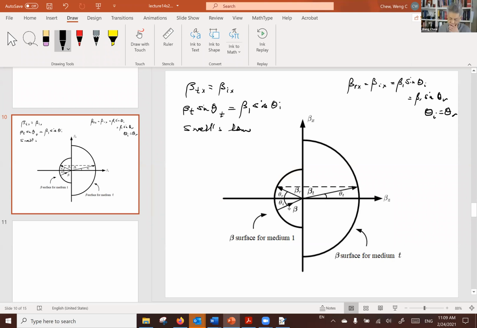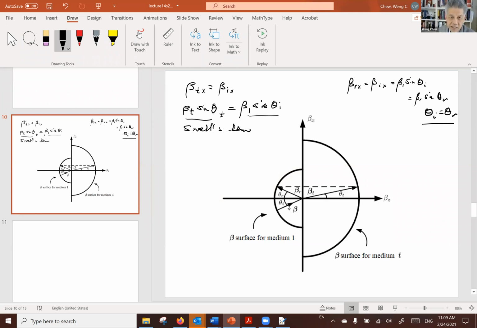Okay, and this is just what we call the law of reflection. Incident angle has to be equal to reflected angle. That's something you learned in high school. And this is Snell's law due to phase matching. And you can see it from this diagram over here.